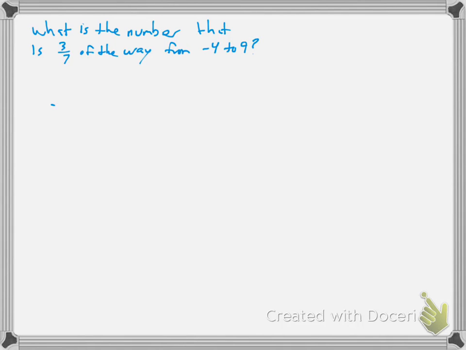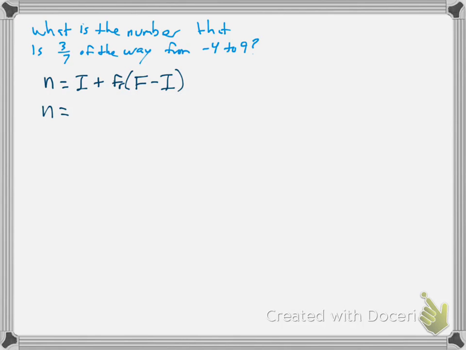What is the number that is 3/7 of the way from -4 to 9? So, what do we use? N equals the initial, -4, plus the fraction times the later one, final minus initial. Maybe I'll put FR for fraction. That is basically what we're using.